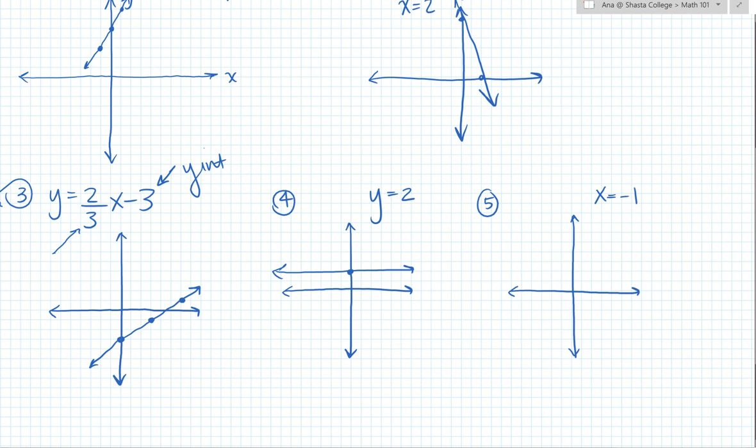For x equals -1, at the point -1, there's a straight line going up and down, the vertical line. So anytime you have y equals a value or x equals a value, you're going to get a straight line, up and down or side to side. Y will always be horizontal, x will always be vertical.